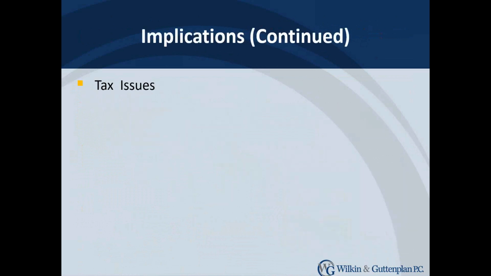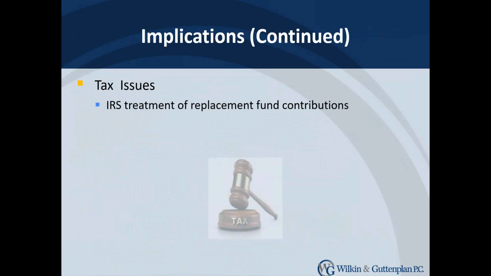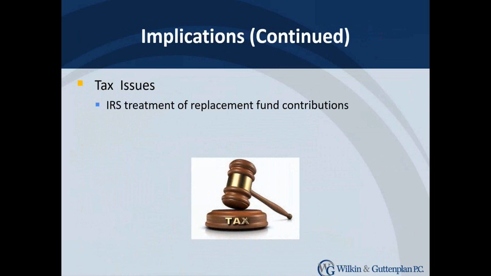Just another implication that I'll touch on briefly: tax issues as well. Those replacement fund contributions, like I mentioned before, are really intended for capital improvements, and as such, they're viewed as capital contributions in the eyes of the IRS. So when those large amounts are due to the replacement fund, it would indicate that those replacement fund cash contributions have actually been used for operating needs rather than for capital improvements. That's just another red flag that comes across when we see it, and is something to consider as well.